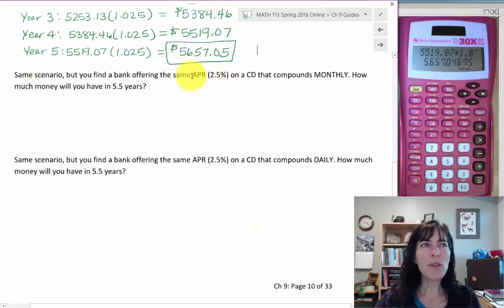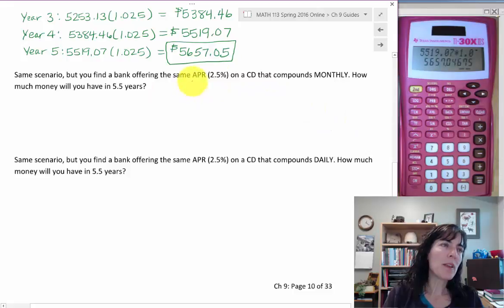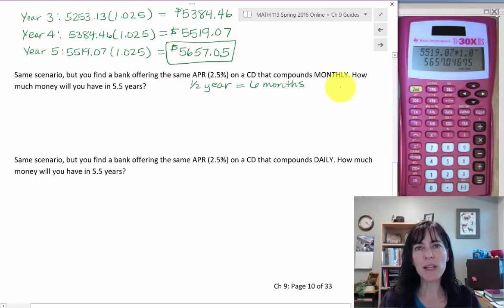So same scenario, but now we have a bank that's compounding monthly, and we want to see how much we will have in 5.5 years. Let's think about that number of years thing again. If we're talking about monthly, how many months are in half of a year? Half of a year is 6 months, and that's a whole number of months. We're not at 5.5 months or 7.5 months. We're at exactly 6. So I think we'll be able to get interest for every single month.